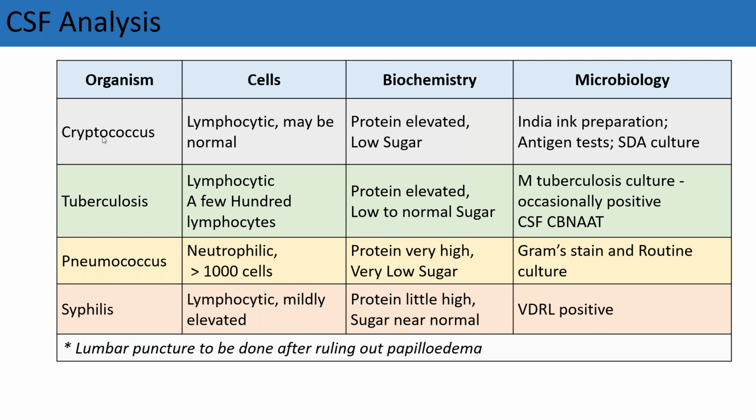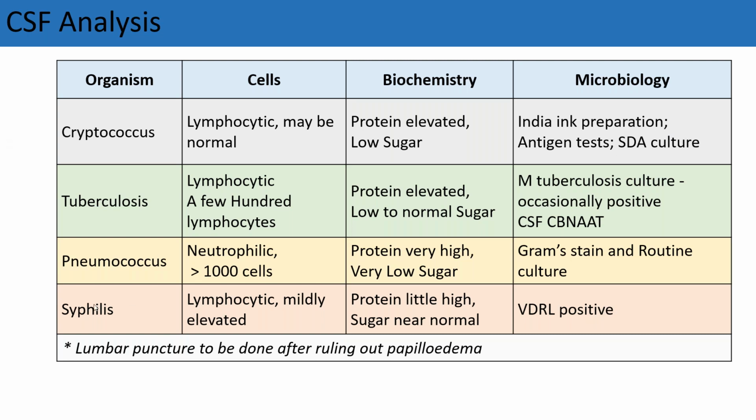The protein is mildly elevated, sugar may be low or normal. If you are suspecting cryptococcal meningitis, you will do special tests for that. You will do what is called an India ink preparation. You will also subject the CSF to cryptococcal antigen detection tests. And you can also culture for Cryptococcus on a Sabouraud dextrose agar culture.